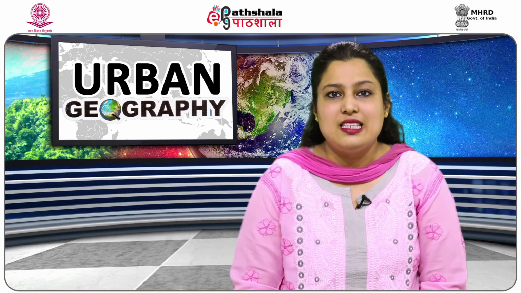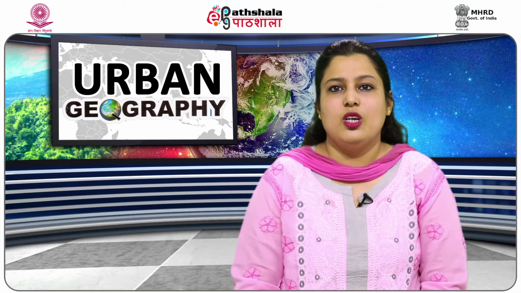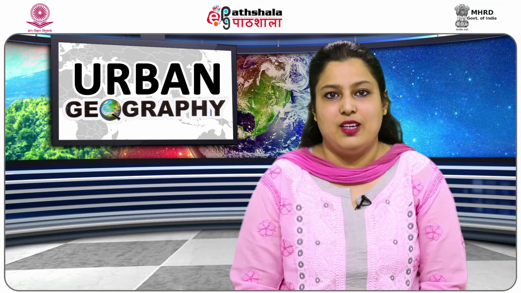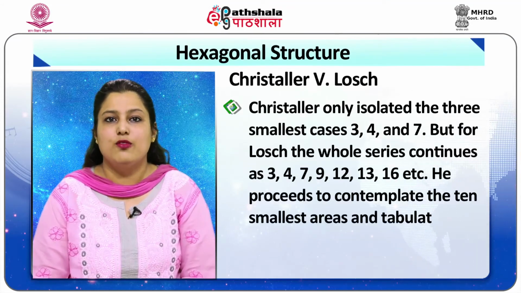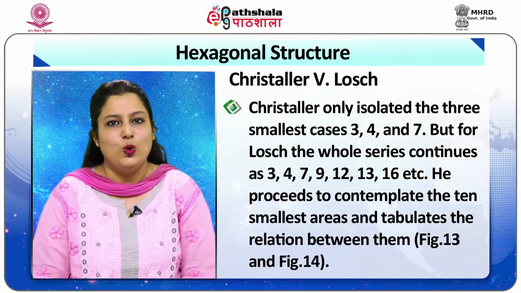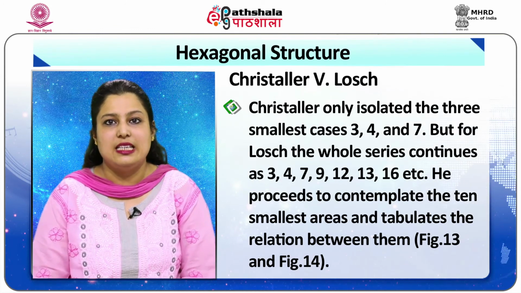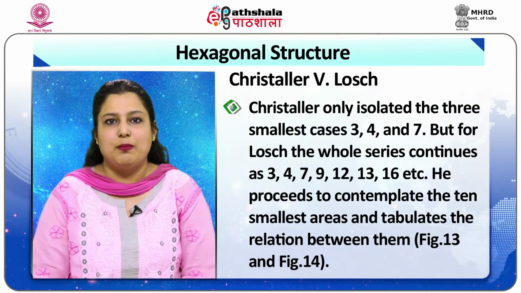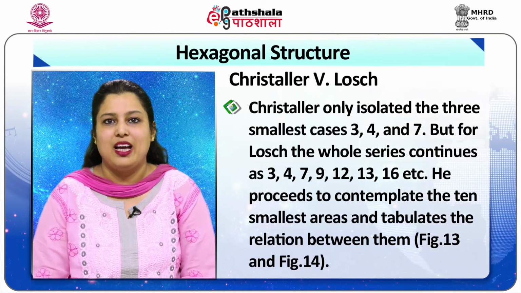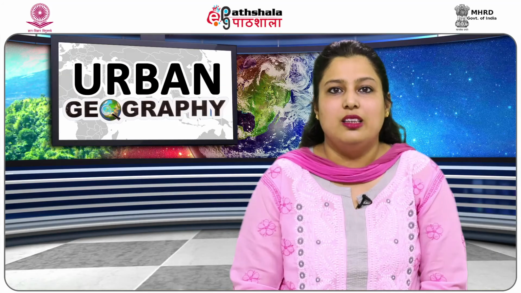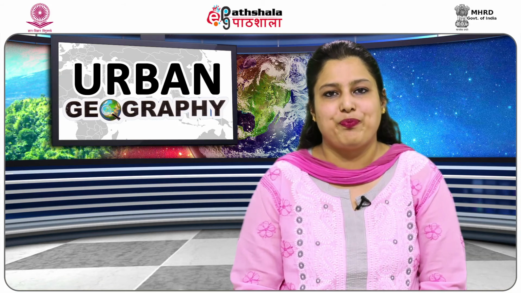This is in consensus with the argument developed by Christaller, but Losch continues to the whole series of succeeding arrangements. Christaller only isolated the 3 smallest cases: 3, 4 and 7. But for Losch, the whole series continues as 3, 4, 7, 9, 12, 13, 16, etc. He proceeds to contemplate the 10 smallest areas and tabulates the relation between them, as given in figures 13 and 14. Thus, the points of maximum demand will emerge as concentrations of industry.